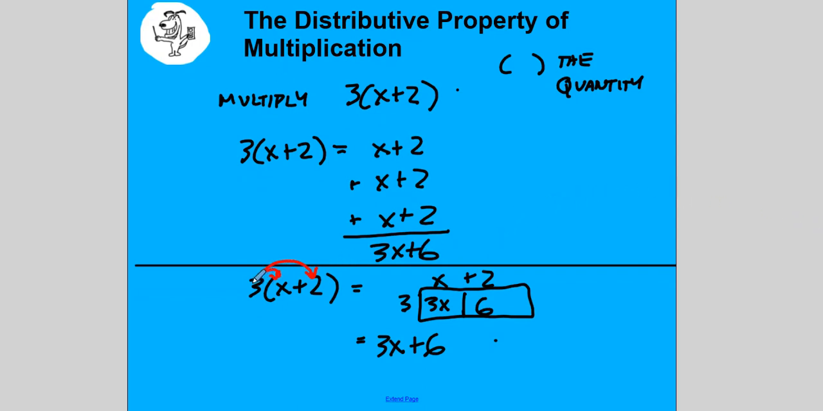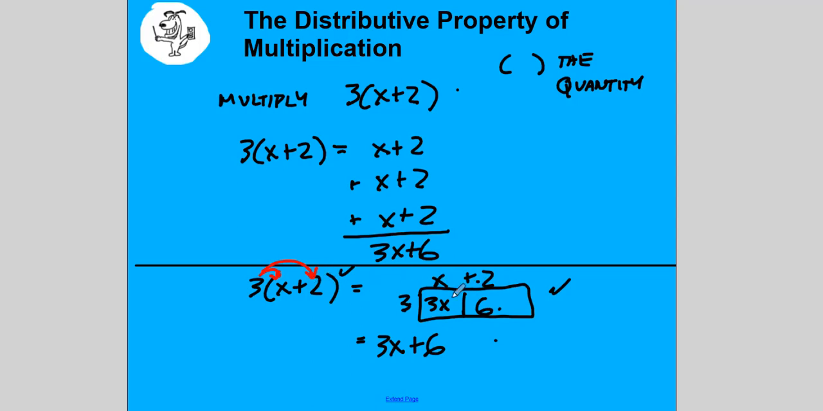Another way to do this, the way we're going to do it most times, is this is 3 times x plus 3 times 2. So you have one number here and you're multiplying it by 2 terms here. So you could also make a little box here, put the 3 here, so you have 2 boxes and you have x plus 2 here. 3 times x is 3x, 3 times 2 is 6, which is 3x plus 6. Right, this is the way we're going to be doing it most times.